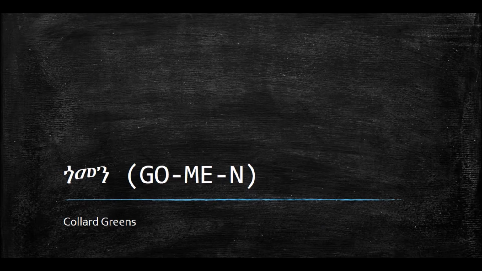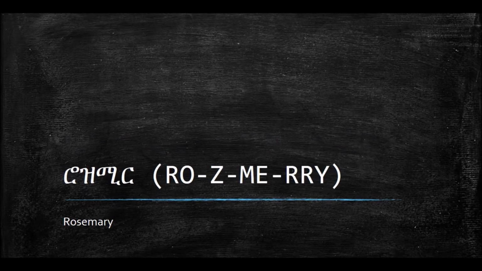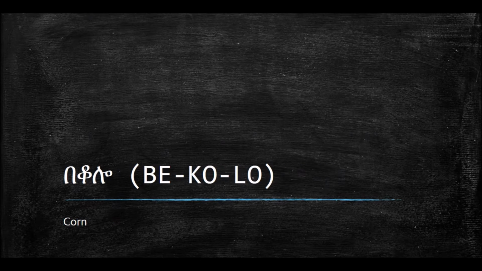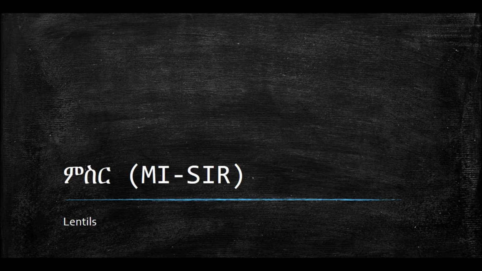Cabbage in Amharic is tikel gomen. Rosemary in Amharic is rosemary. Corn in Amharic is bakolo. Peas in Amharic are ater. Lentils in Amharic are called misir.